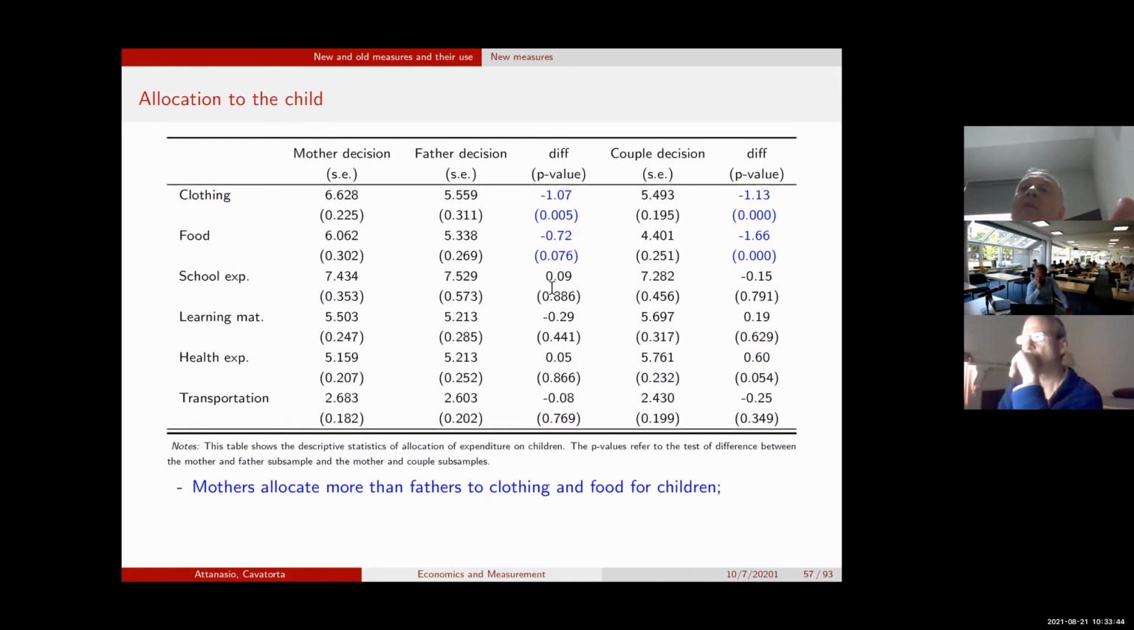Then when you dig into the allocation to the child, across the six expenditures, there's a mother decision, father decision, and couple decision. Again, there are some differences here in clothing and food, but not much else.